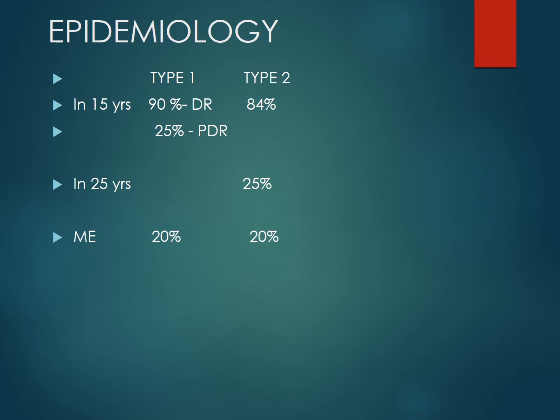And this macular edema is a very important cause of visual loss, accounting for about 75% of the causes of visual loss in diabetic retinopathy patients.